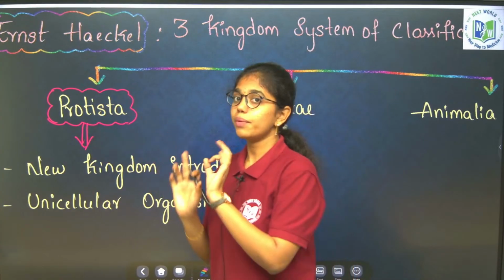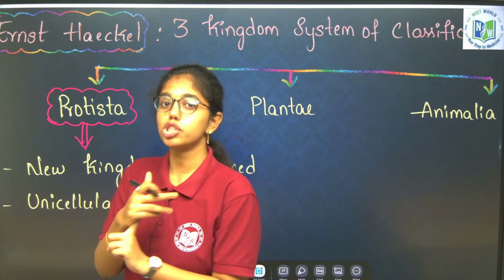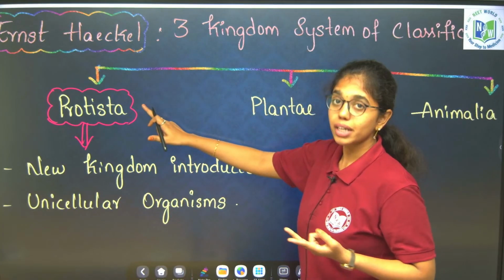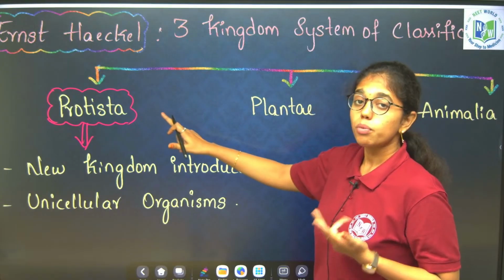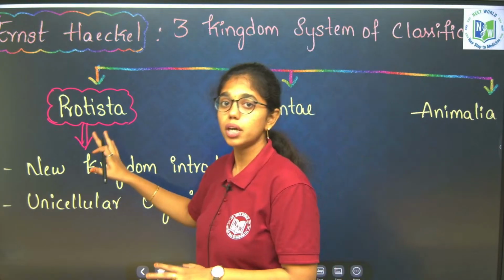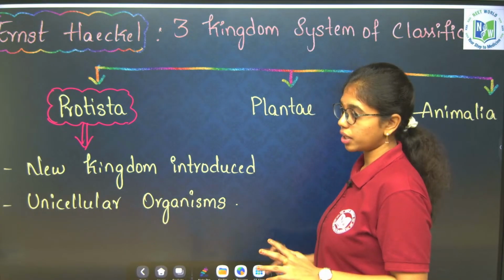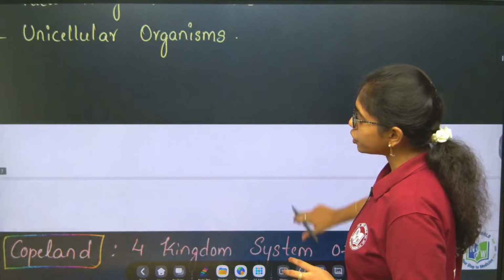Fine. So, here we can expect two questions. The three kingdom system of classification is proposed by Ernst Haeckel, and what is the new kingdom he has introduced? Protista. What type of organisms did he place in Protista? Unicellular organisms he has placed under the kingdom Protista. Till here it is fine, Navita.